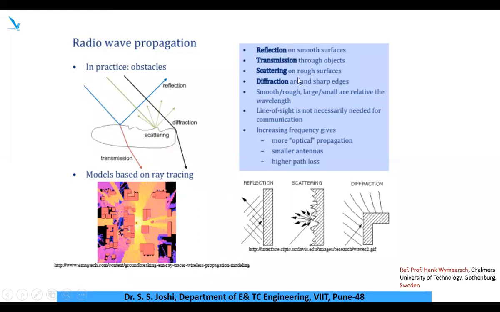Reflection happens if the surface is smooth, there can be transmission through the object, scattering of the rays, and diffraction, right? Because of this, the ray may take different paths and may reach the particular destination or the receiver by different paths, right?